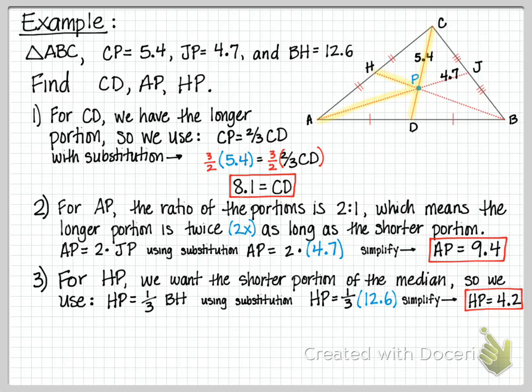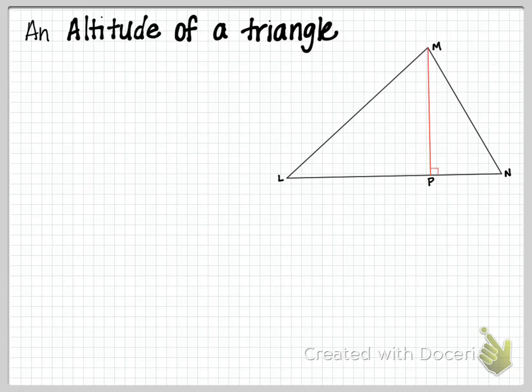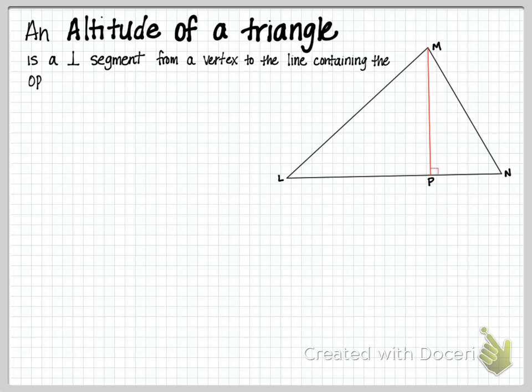Now this next part is the concept of altitudes. So an altitude of a triangle, which we've drawn here in triangle LMN, is the perpendicular segment from a vertex to the line containing the opposite side. And this is important, the line containing, and we'll see that in a little bit when we see another example. But right now we can see that we have this altitude from point M to point P, and that segment MP is perpendicular to LN.